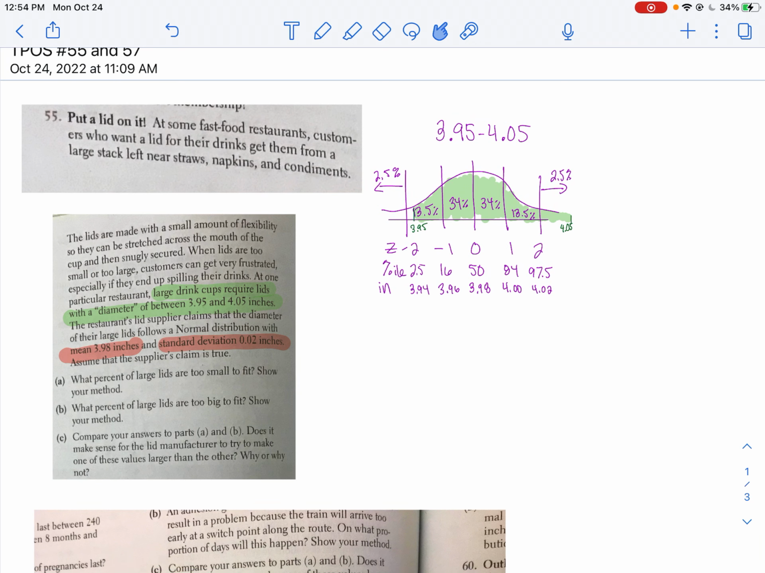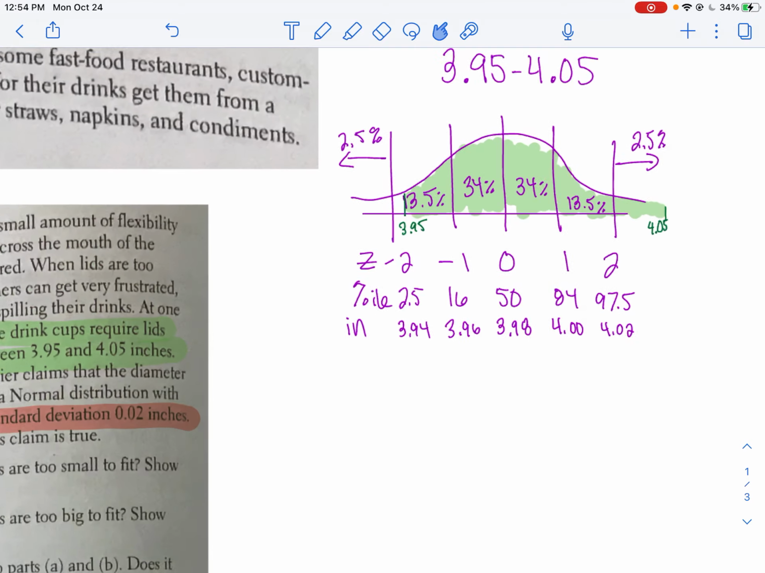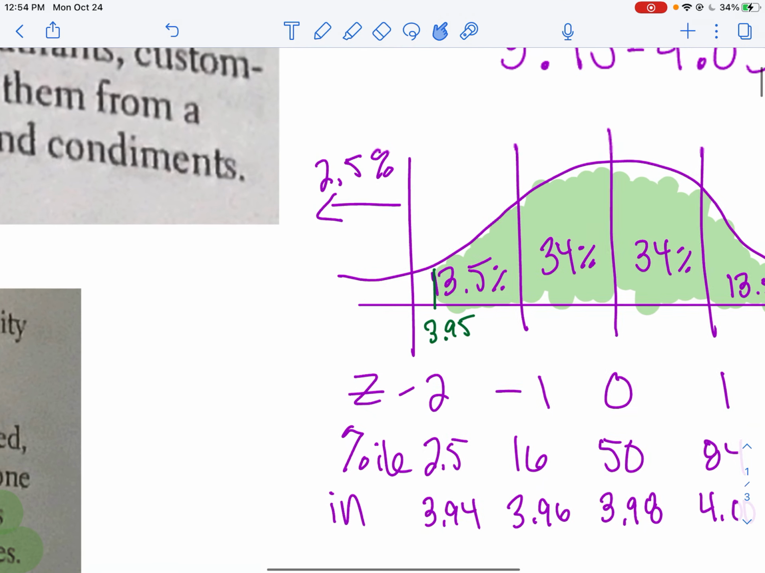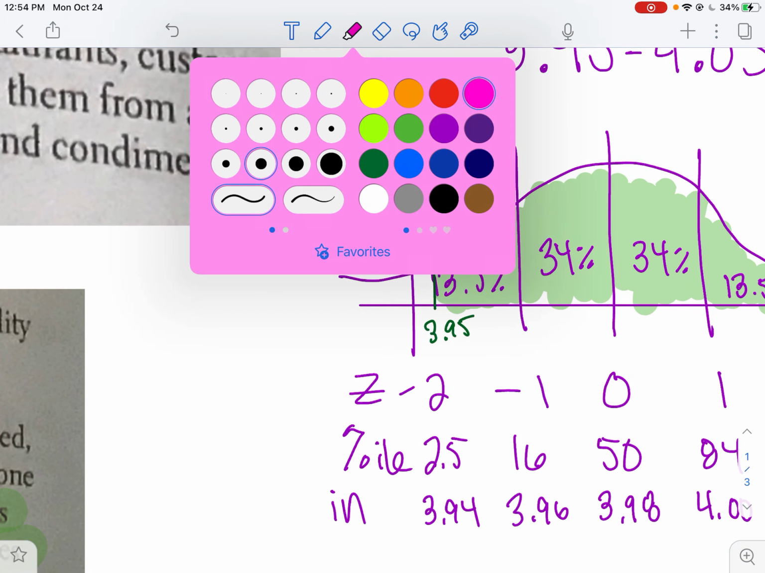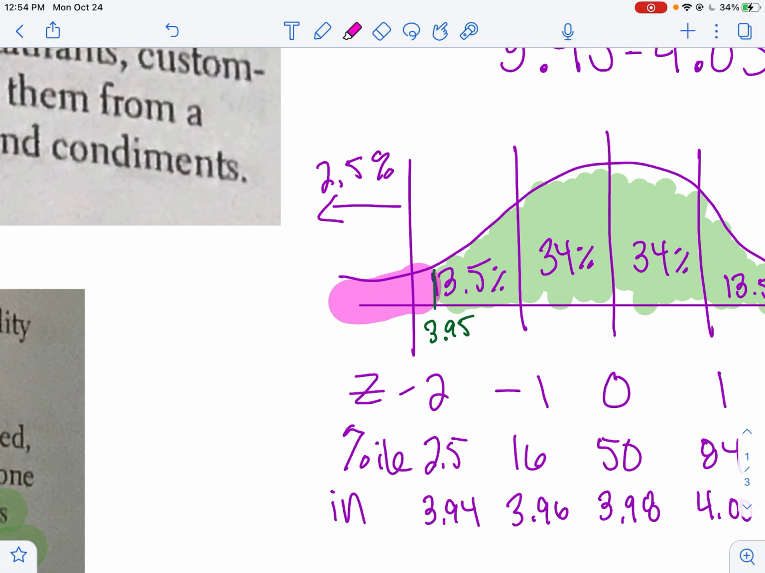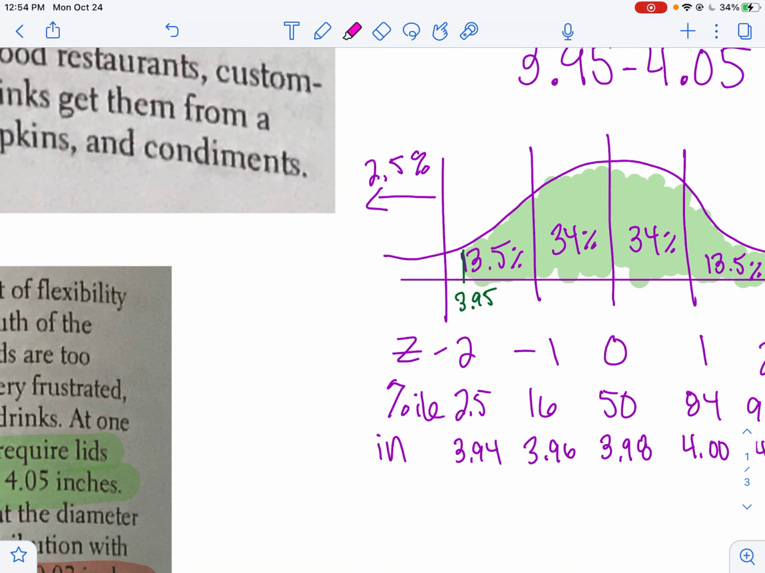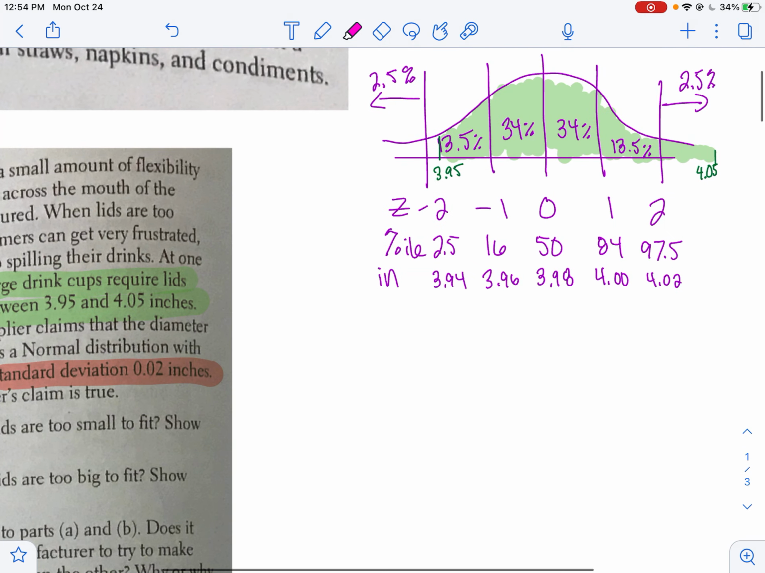All right, so now the first question is: what percent of lids are too small to fit? Show your work. Just looking at this, this is why I like drawing these normal distributions. I know it's at least going to be 2.5. I got a little bit more of that distribution right here, right where I colored in pink. So I'm ballparking. I'm thinking it might be around the 5 or 6 range. We'll find out. But in order to do that, I can use a calculator function.